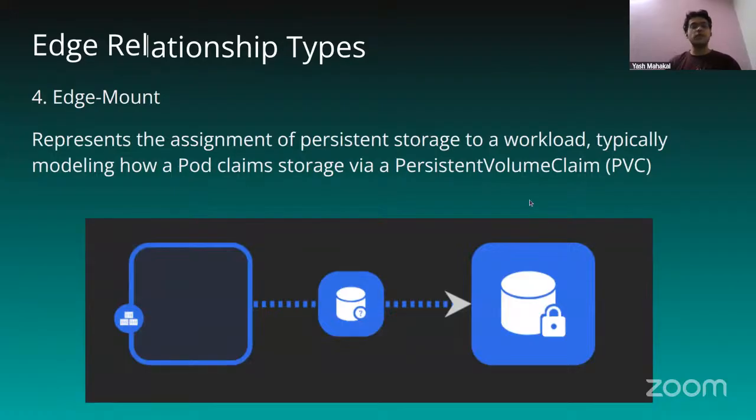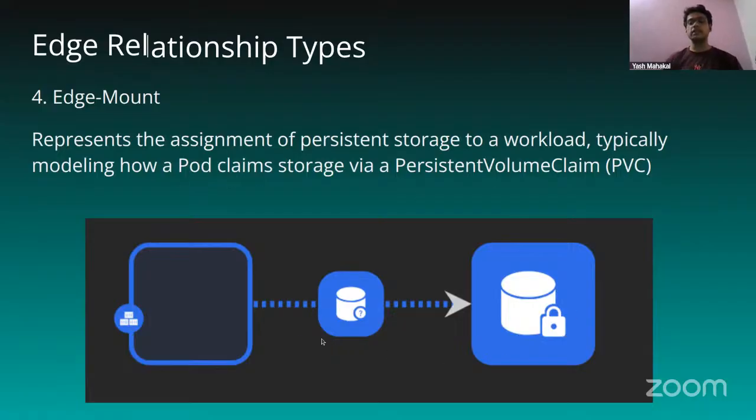Talking about the edge mount relationship, we know that we mount the volume. We don't just reference a volume or anything else; we actually mount the volume, and that's why in Kubernetes terms we say volume mounts whenever we are configuring any volume into any workload. So the edge mount represents the assignment of persistent storage to a workload, typically modeling how a pod claims storage via a persistent volume claim.